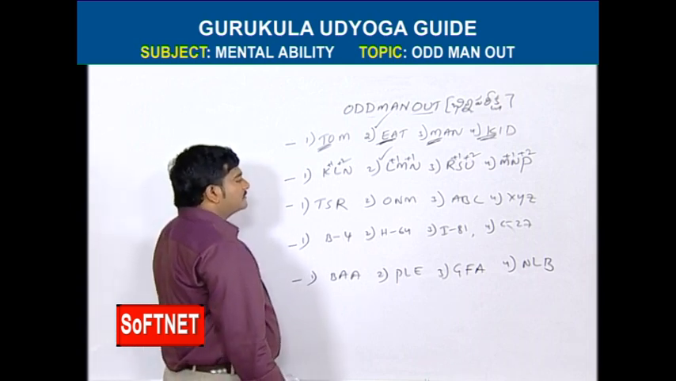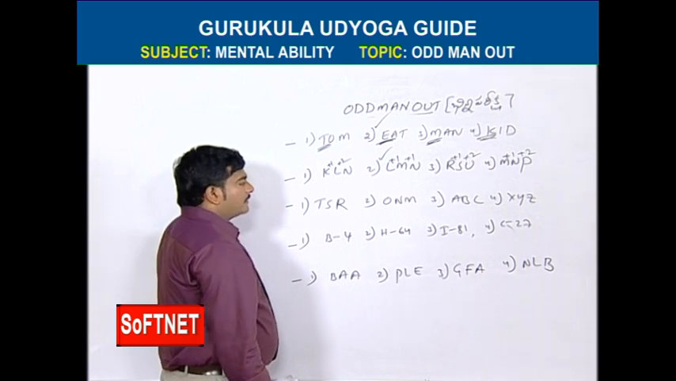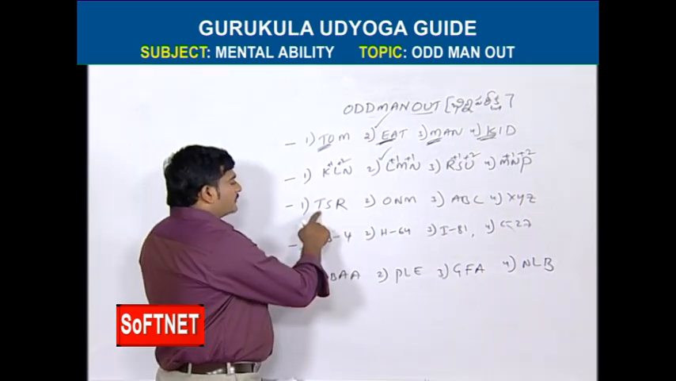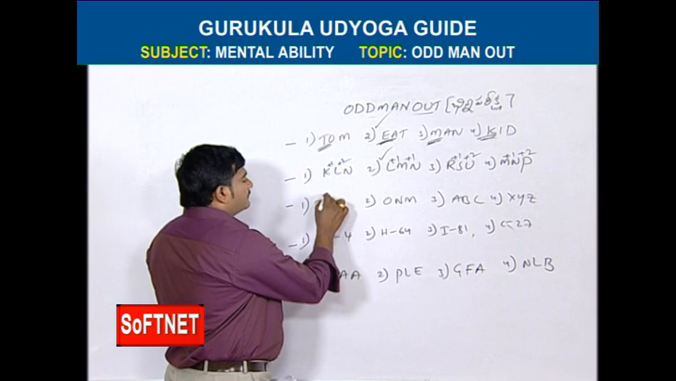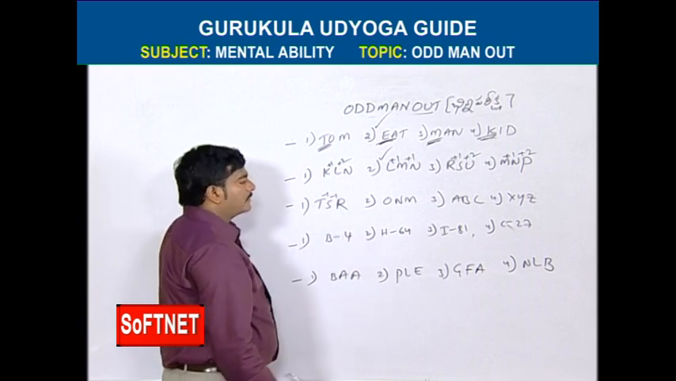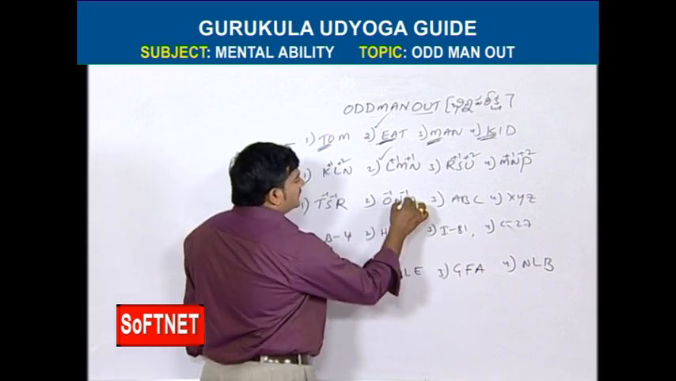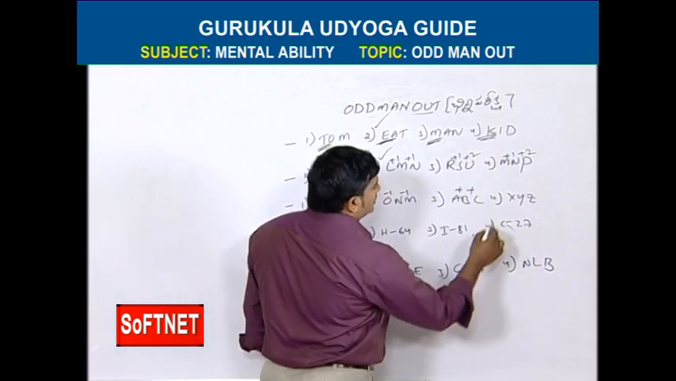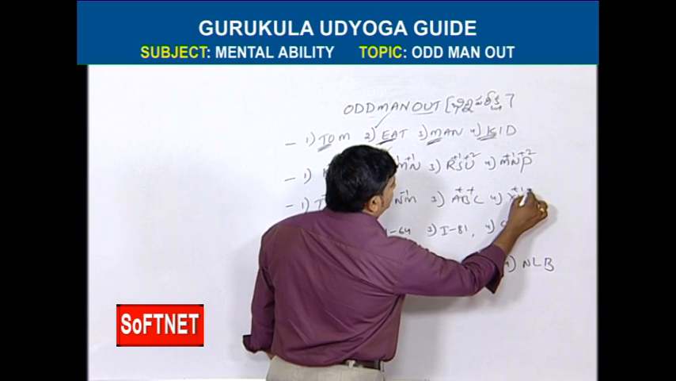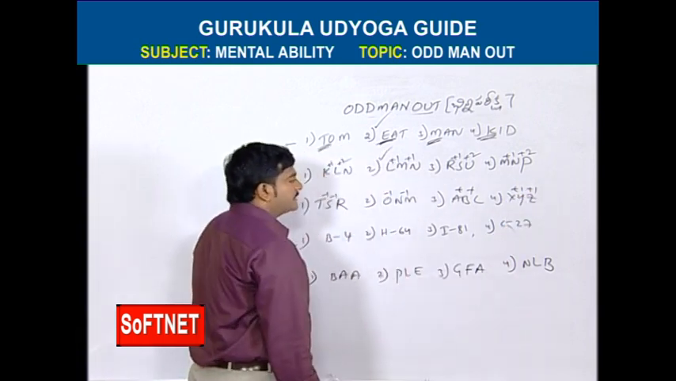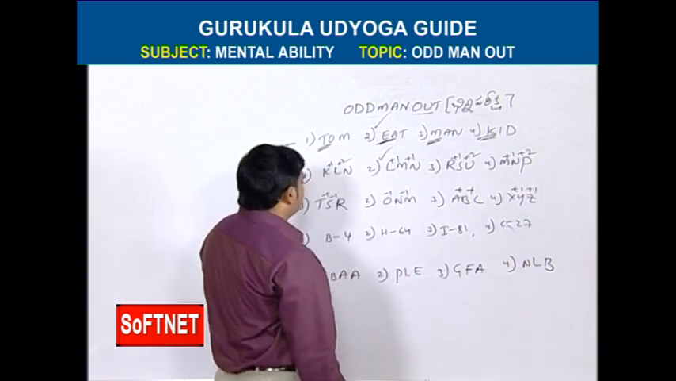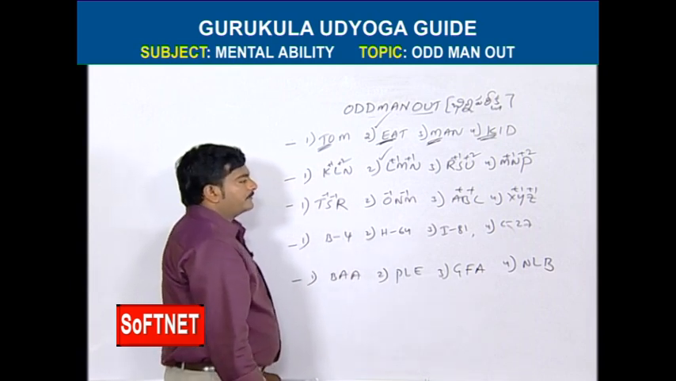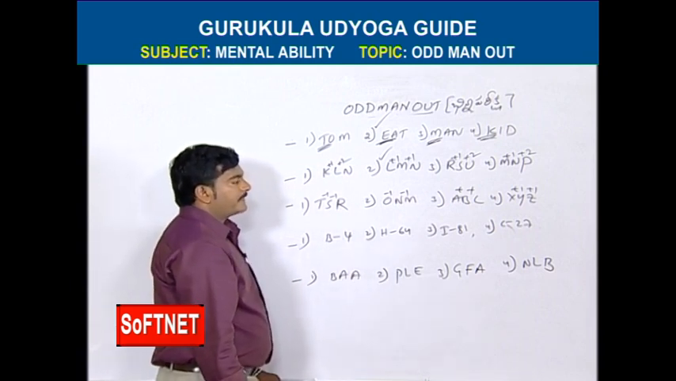See, this is also simple logic. The logic here: 20, 19, 18, minus 1, minus 1. Here minus 1, minus 1. Here plus 1, plus 1. So here plus 1, plus 1. Okay. So T S R, O N M, A B C, X Y Z.